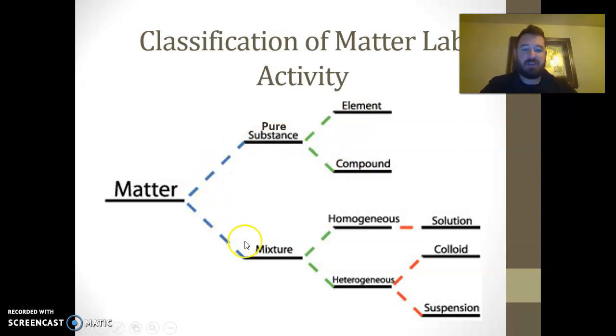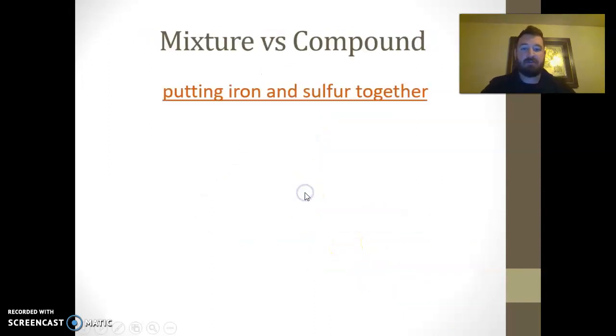Now we just covered mixtures. We have homogeneous mixtures. A true homogeneous mixture would be a solution. And then when we get to our heterogeneous mixtures, we have colloids and suspensions. Remember, colloids look homogeneous, but truly are heterogeneous. And suspensions look heterogeneous, just like they are.